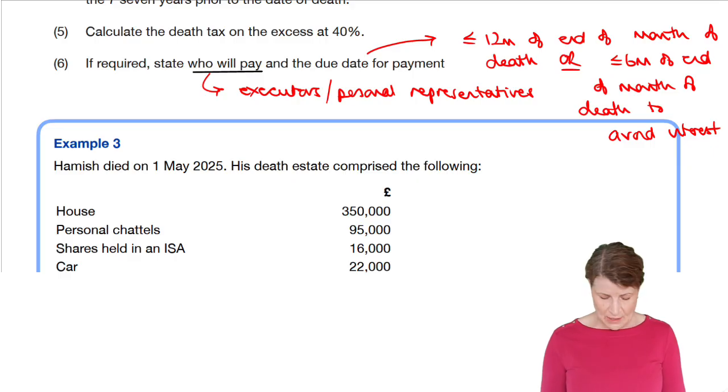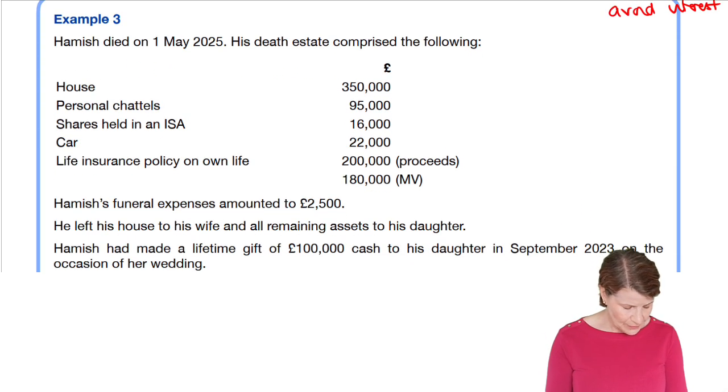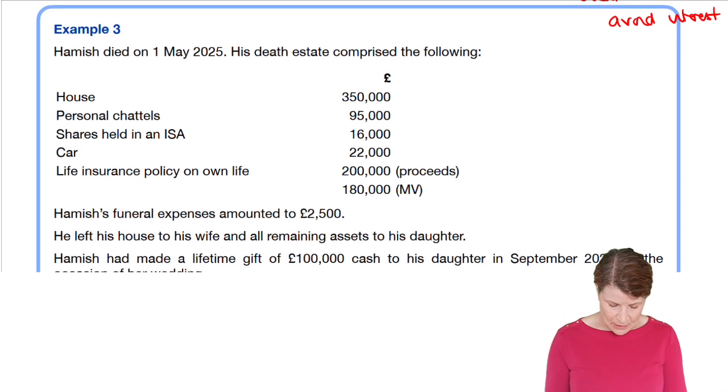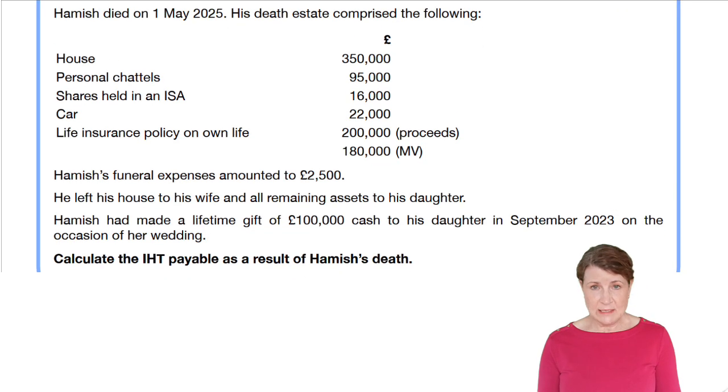So let's have a look at a death estate. We've got example 3 there, and we've got Hamish. Hamish died on the 1st of May 2025, and his death estate comprised the following. We've got a house, personal chattels, some shares in an ISA, a car, a life assurance policy, and funeral expenses. And he left the house to his wife and all the remaining assets to his daughter.